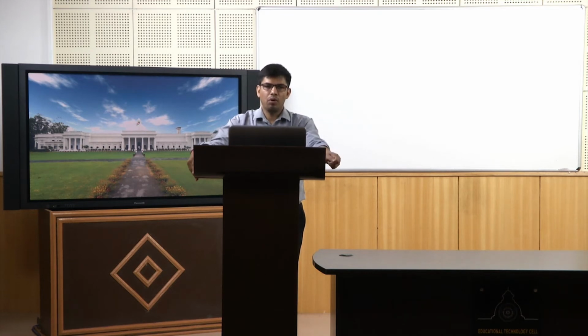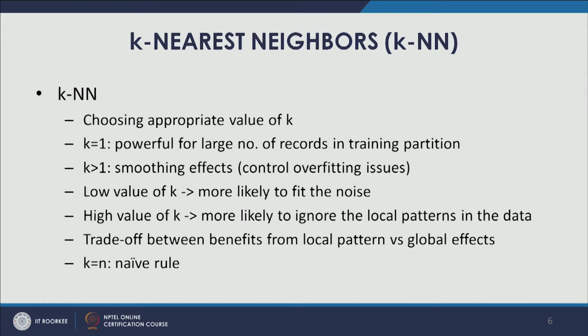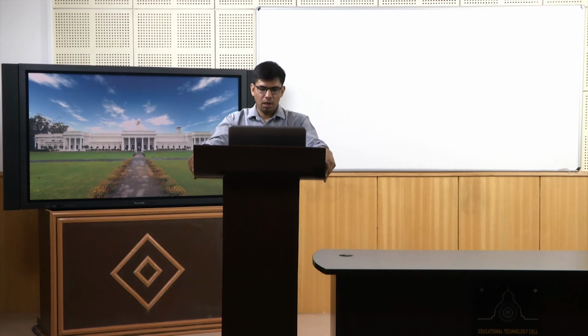When we have a low value of k, we want to fit to the local pattern, right, the genuine patterns that could be there, and we would not like to fit to the noise. When we have a higher value of k, we would not like to ignore the predictors information or have too much of smoothing effects. So we need to balance out the local patterns and the global effects, incorporation of predictors information, and avoiding the fitting to the noise.